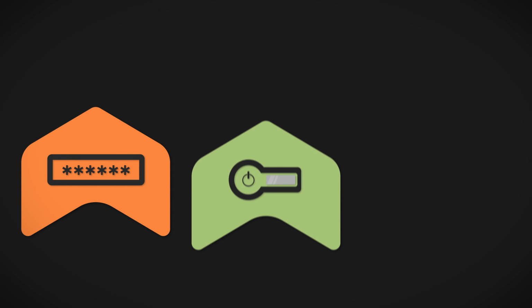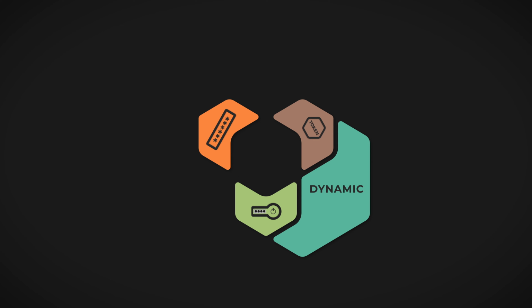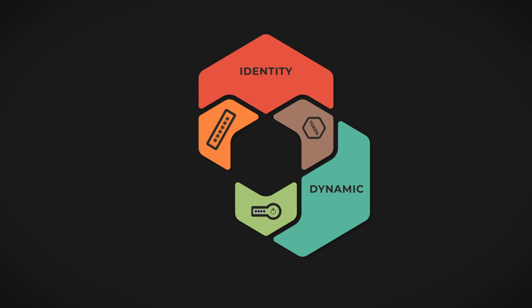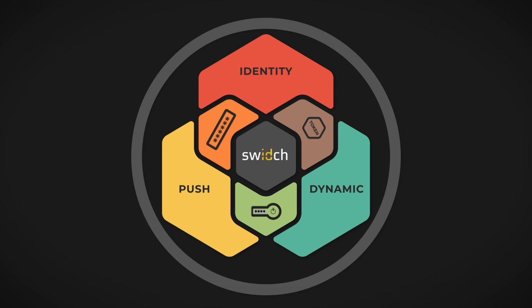Current authentication systems rely on passwords, RSA keys, and tokenization. These make compromises between being dynamic, verifying your user's identity, and only having to push user details one way. swIDch combines all these methods to create something entirely new.